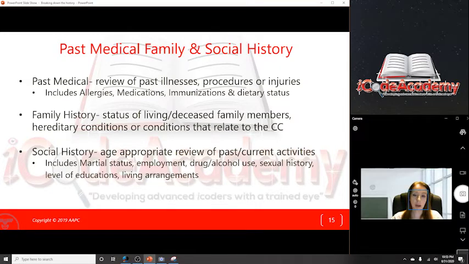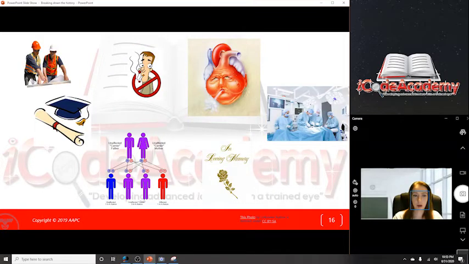Next one is going to be our family history. This could include status of living or deceased family members, any hereditary conditions, or conditions that are specifically related to the chief complaint. And lastly is social history. The social history is really going to depend on the age of the patient. This may include marital status, employment, any drug or alcohol use, sexual history, the level of education, as well as living arrangements. So let's play a little game here.